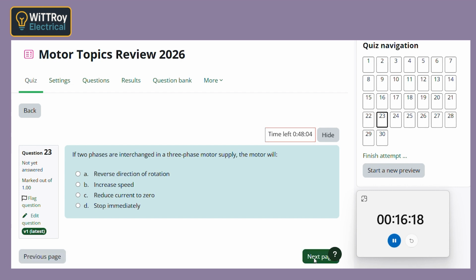Question 23. If two phases are interchanged in a three-phase motor supply, the motor will what? Reverse direction of rotation. Correct. Swapping any two phases reverses the phase sequence.